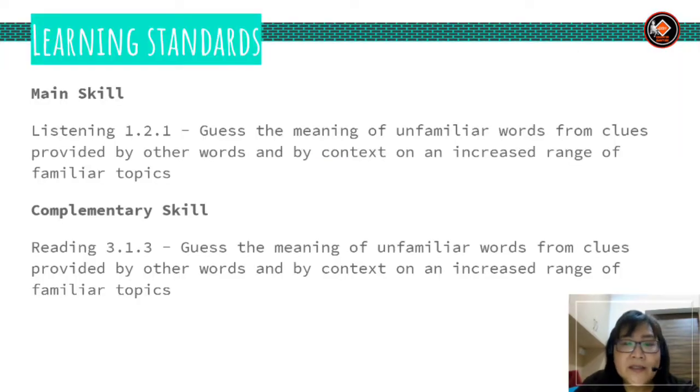Before we begin, let's look at the learning standards. So here we have one main skill, which is listening. So we have listening 1.2.1. Guess the meaning of unfamiliar words from clues provided by other words and by context on an increased range of familiar topics. And then we have the complementary skill, reading 3.1.3. Guess the meaning of unfamiliar words from clues provided by other words and by context on an increased range of familiar topics.